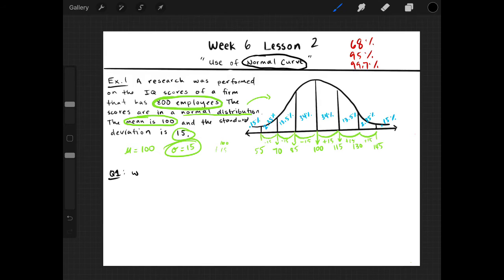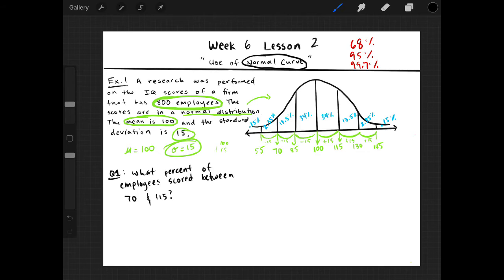What percent of employees scored between, let's say, 70 and 115?